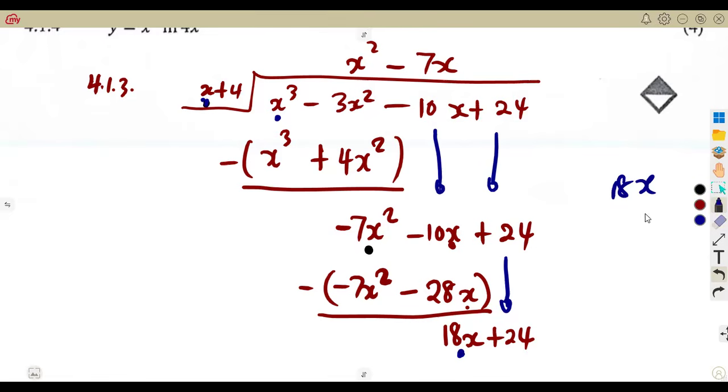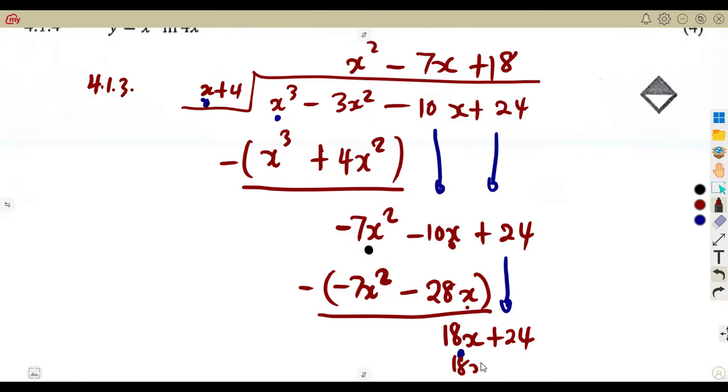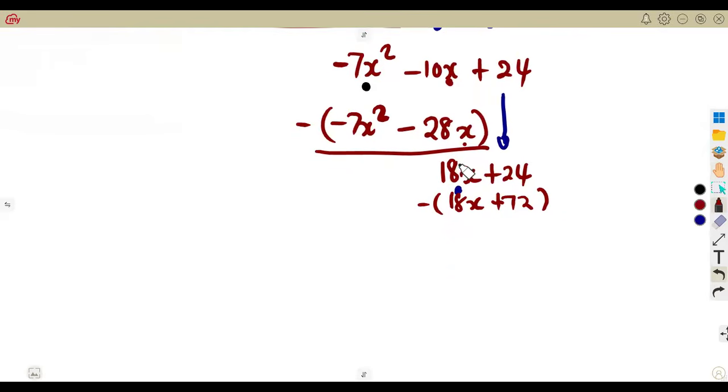So 18x divided by x is what? That cancels, and you've got positive 18, which is going to multiply everything, just like what we had. 18 times x is 18x. 18 times 4 gives us plus 72. Subtract, just like the previous case. 18x minus 18x is 0 there. 24 minus 72 gives us minus 48.